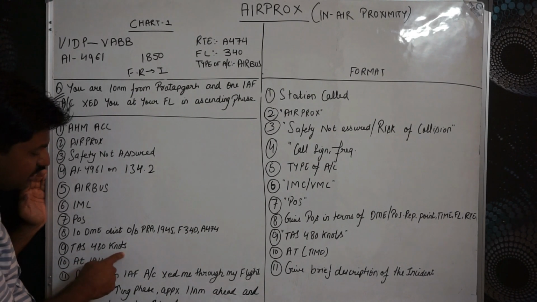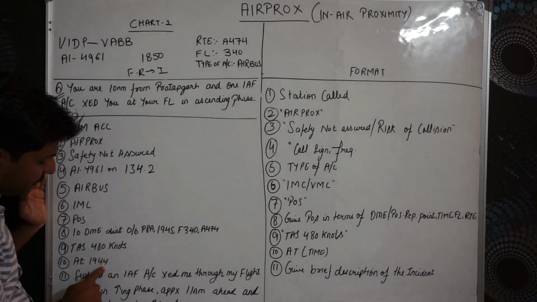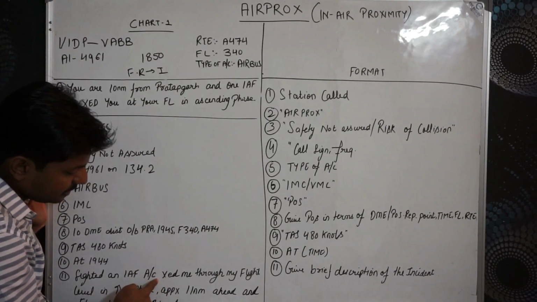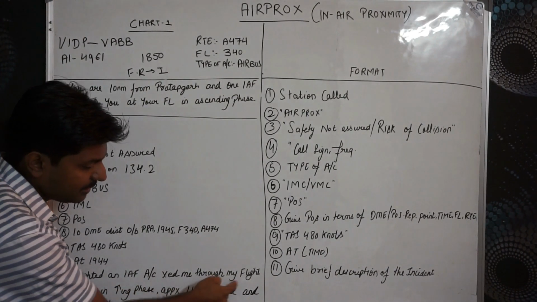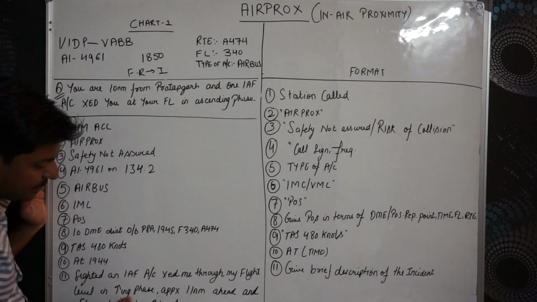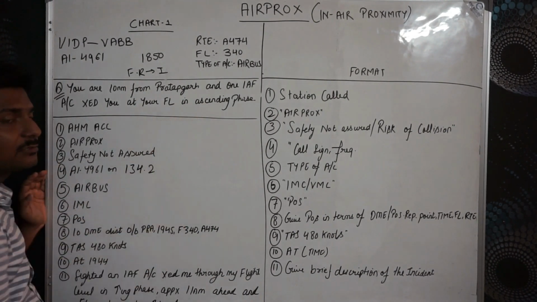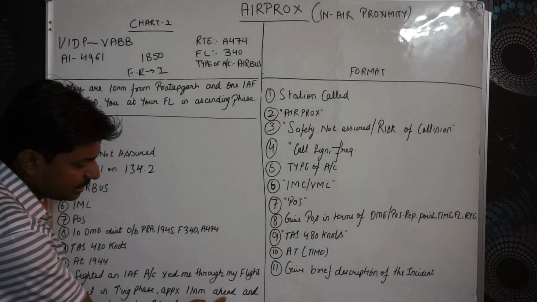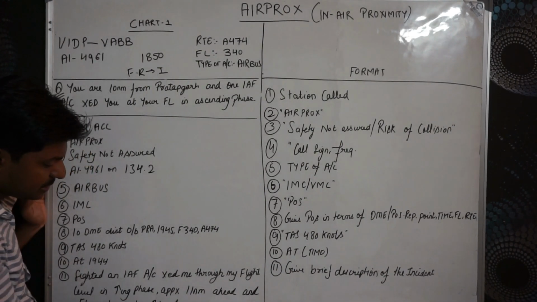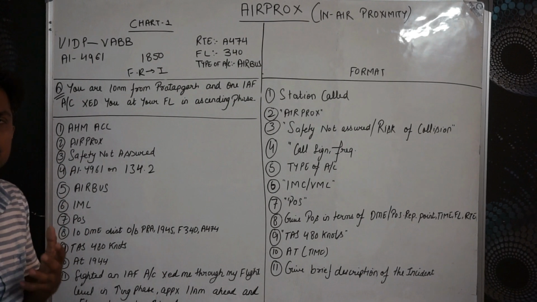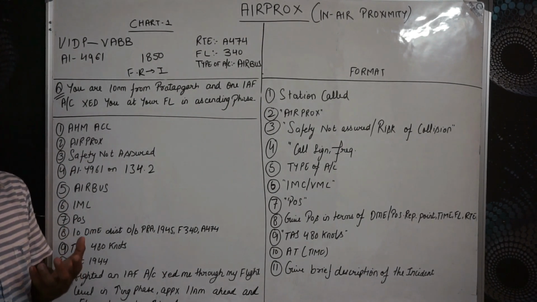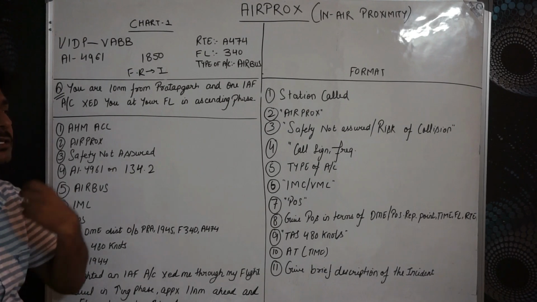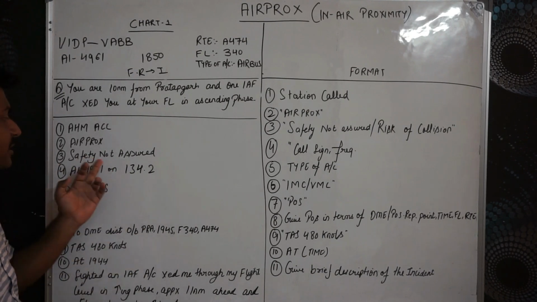True airspeed 480 knots. At 1944, sighted an Indian Air Force fighter aircraft crossed my flight level in climbing phase, because it says ascending, so it's a climbing phase, approximately 11 nautical miles ahead, and flew towards Bhopal. So I have given detailed information about where it was heading to and approximately how much distance it was, because I have taken safety not assured.